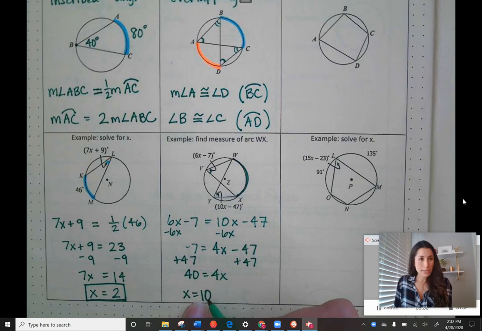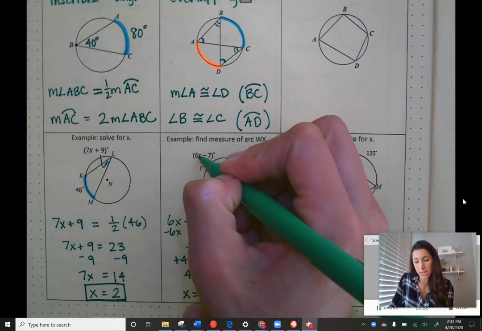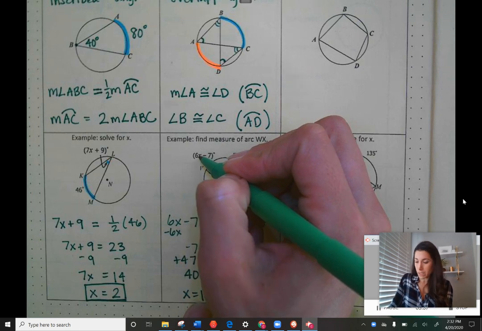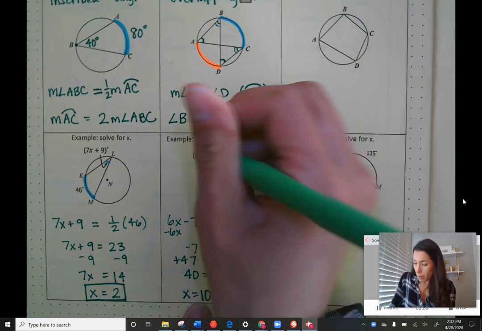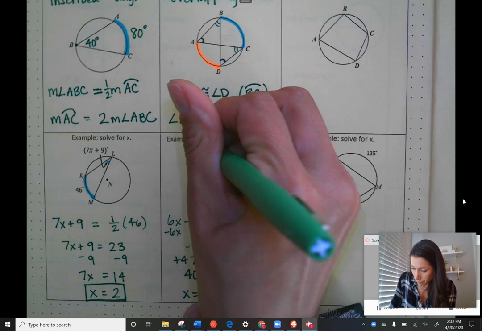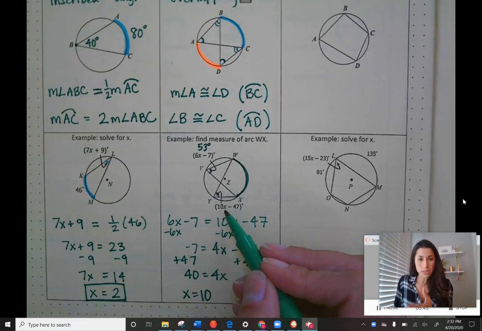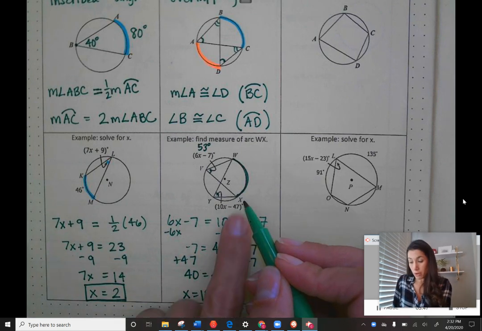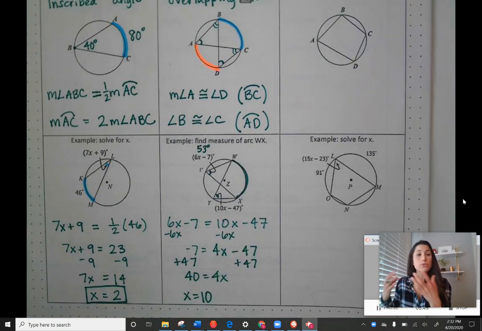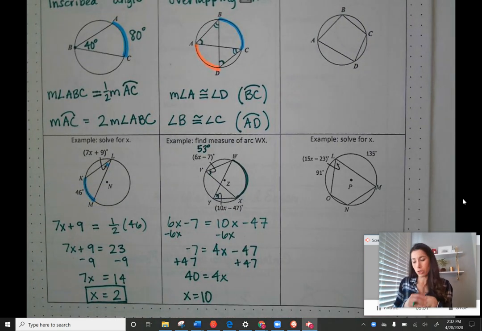So if we take this 10, and we're going to plug it into these angles here, so that's 6 times 10. That would be 60. 60 minus 7, that would be 53 degrees here. Now, if you plug it into this angle measure as well, 10 times 10, that's 100. When you subtract 47, oh good, that's also 53. So that also is another way to verify, did I get my answer correct?